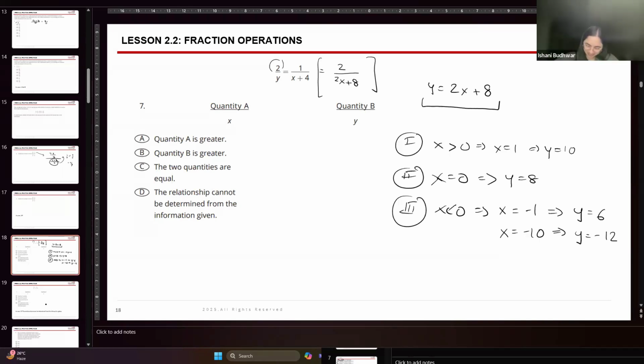So what is happening here? D. Yes, such a trick question. It seems so obvious, right? 8 is added to 2x, so y should be bigger. But that's not the case. Never assume anything on the GRE. And whenever you're taking choices, like I'm taking these scenarios, look at what I did with x less than 0. I took a small value of x and I took an obnoxiously large value of x compared to the small. And then I checked whether it's working or not.